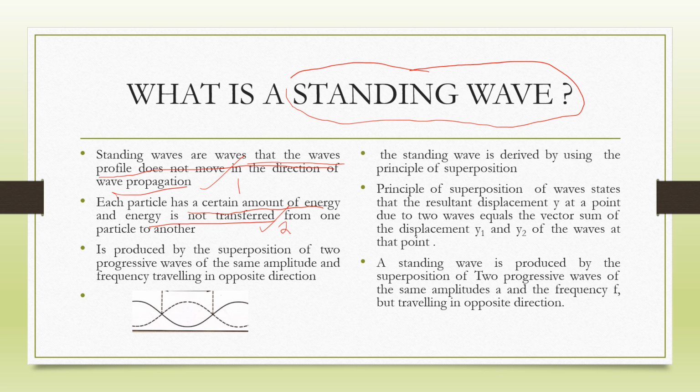Okay, now a standing wave is produced by using the principle of superposition. What principle? Principle of superposition. Now if you refer here, the principle of superposition says what? That the resultant displacement y at a point, due to two waves, equals the vector sum of the displacements y1 and y2 of the waves at that particular point.